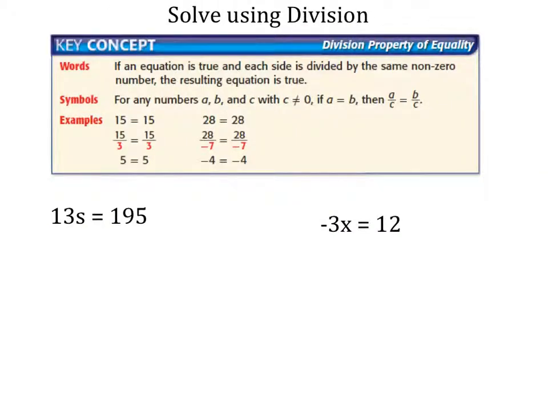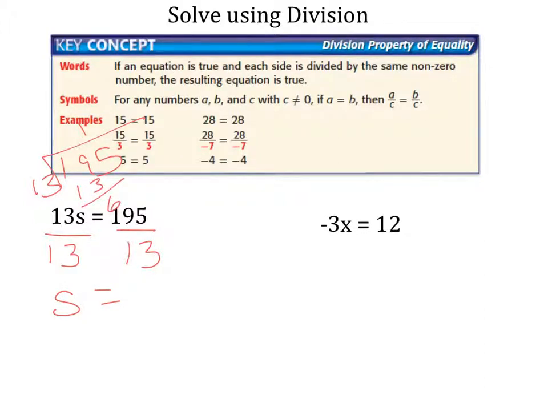So, in this case, we have 13 times s equals 195. To undo multiplication, we need to use division. So I can divide both sides by 13, and s is going to equal 195 divided by 13. We're going to get 65. That's going to go in there 5 times. So we have s equals 15. And again, I could check my work.